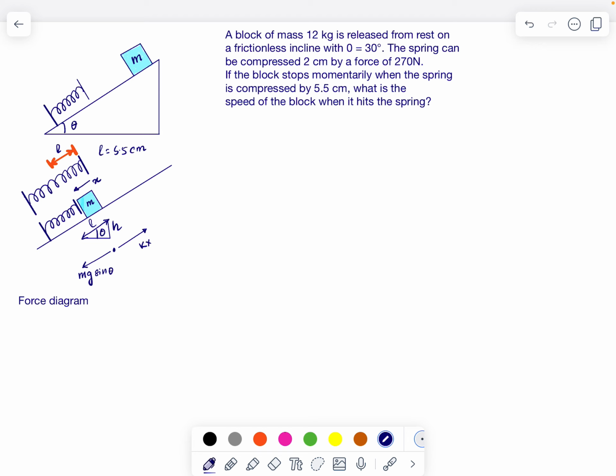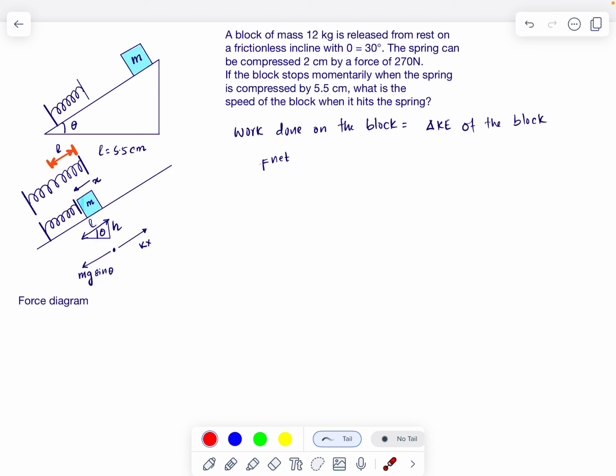So the work energy principle is that work done on the block equals change in the kinetic energy of the block. Okay. So that's the work energy theorem. So what is the work done on the block? The work done on the block is essentially, if you look at the net force, and we are going to compute the net force from here, from this force diagram.